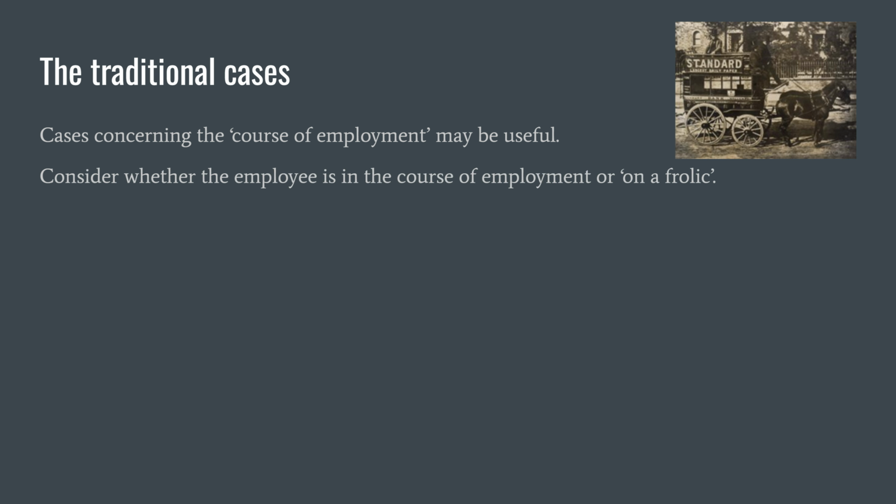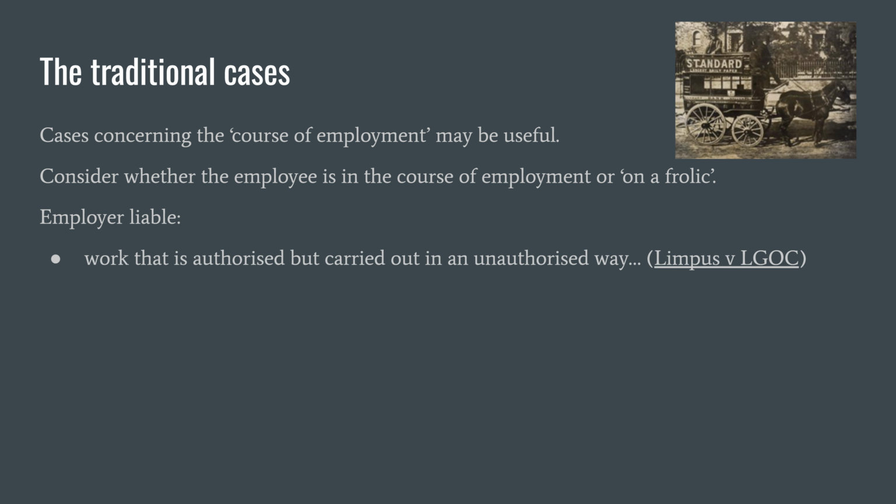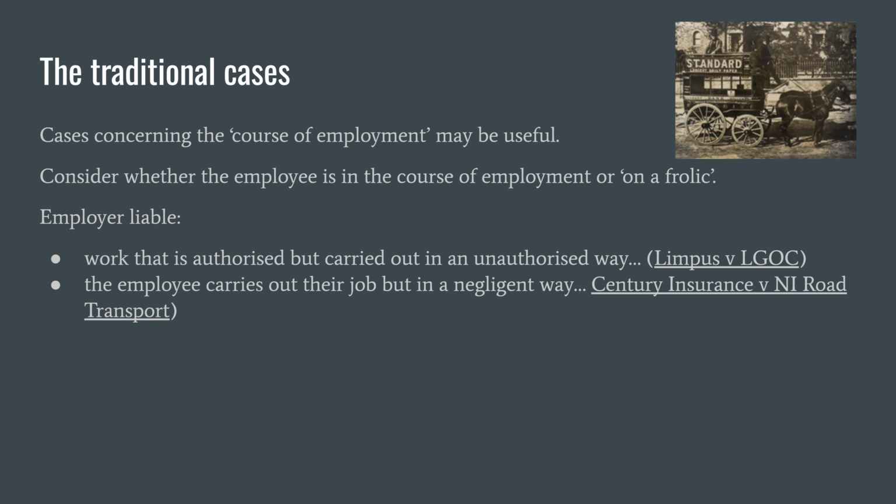Once you've looked at whether there is a close connection, it's a good idea to have a look at the traditional cases. In these cases, and the ones we're looking at here are from 1862, 1942 and 1900, you're looking at whether the employee is in the course of employment or on a frolic of their own. So the employer will be liable where work is authorised but it's carried out in an unauthorised way. So in Limpus, the employee was driving a horse-drawn bus, which was what he was authorised to do, but he'd been told not to race it. So when he did race it, he was still doing his work, but in an unauthorised way, and the employer was liable. Or the employee carries out their job in a negligent way.